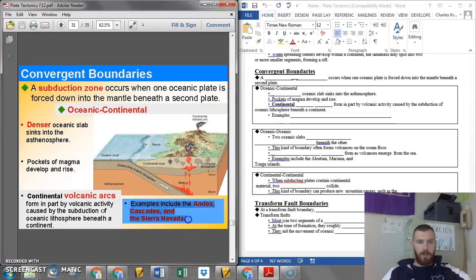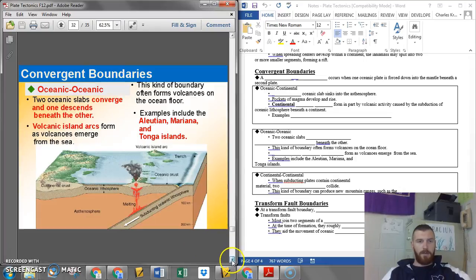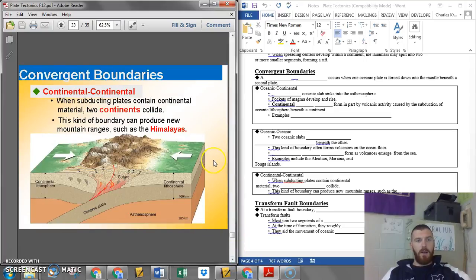And for example, you can see all types here. Between an oceanic and oceanic converging boundary, you see two oceanic slabs converge and one descends beneath the other. It can create volcanic island arcs. And this kind of boundary often forms volcanoes on the ocean floor. You can see types here. Between a continental and continental boundary, when subducting plates contain two continental materials, two continents collide. So they come together. This kind of boundary can produce mountains. So as they come up, they'll form mountains.